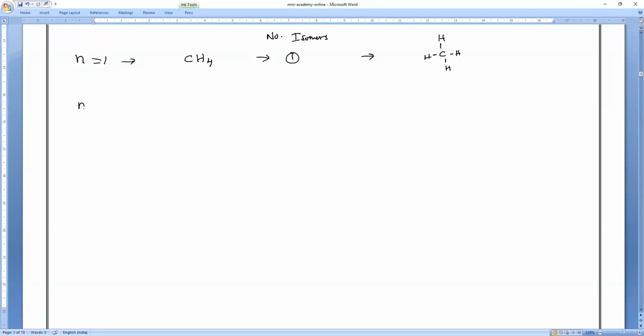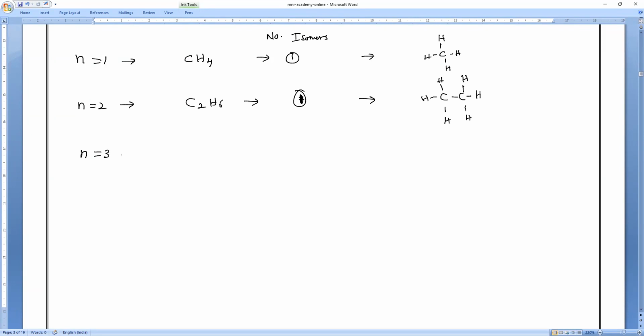Next, n equals 2. C2H6. How many isomers? 1. So again, same thing: C single bond C, with H, H, H, H, H, and H. So this is what it is. Are you clear? Everybody understand? Please respond.